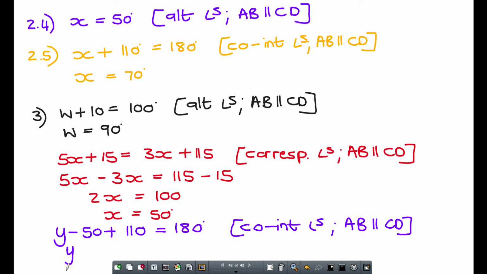So minus 50 plus 110, or see it the other way around, 110 minus 50 is going to give me 60. So if I take that 60 over, it's going to be 180 minus 60, which means that y is 120. The sign is going to change. Are you guys good with that? Any questions?